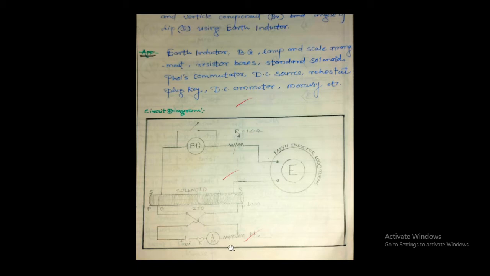Then the source rheostat, it is shown here. Plug keys, it is here, this K1. DC ammeter means the DC current meter, and mercury, that is in order to fill into this false commutator key. Now it is our circuit diagram.